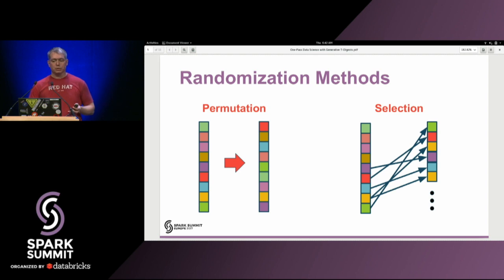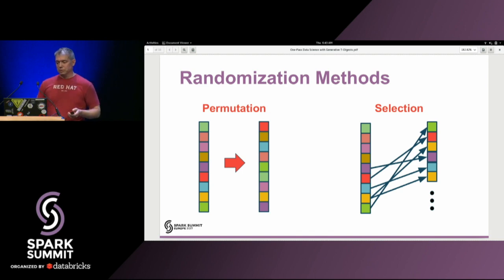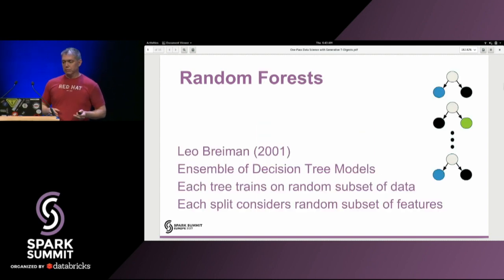A second method is selection, where you just generate essentially random indexes into the column and select values. Here, it's nice because you can generate outputs of any length you want for your purposes. It does produce values with replacement, as you can see, that little yellow box on the right. I'm going to be focusing for the rest of the talk on selection randomization because it works better for these kinds of algorithms.